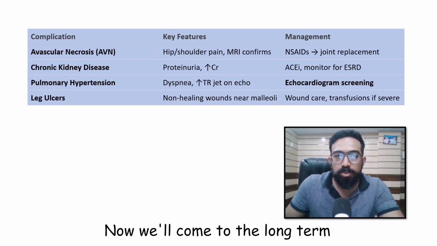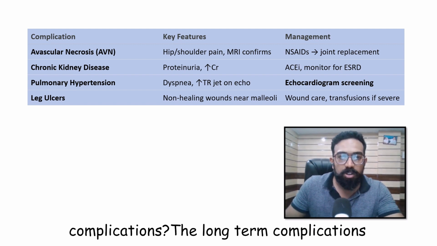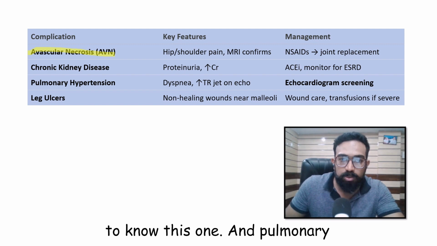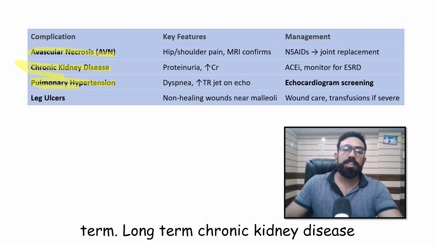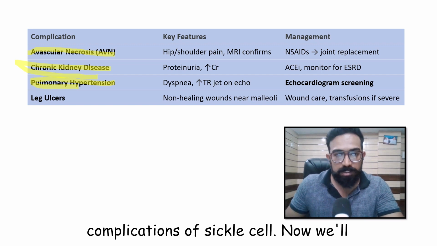Now we'll come to the long-term complications. What are the long-term complications? He may develop avascular necrosis of the femur. You need to know this one. Pulmonary hypertension can be there in the long term, and chronic kidney disease can also be there. So these are the long-term complications of sickle cell.